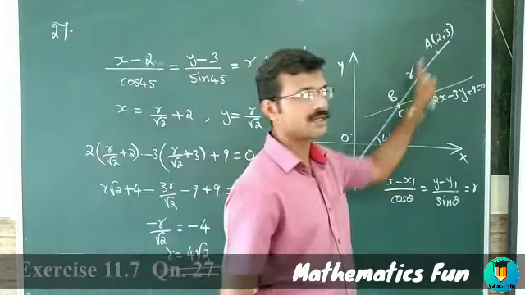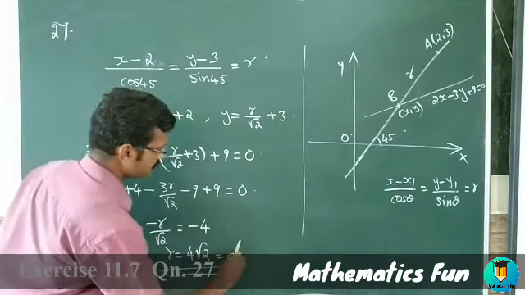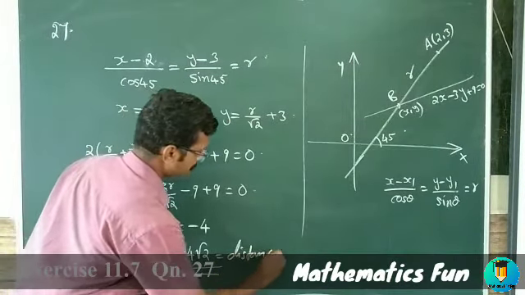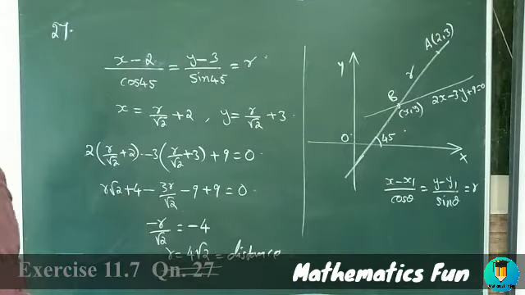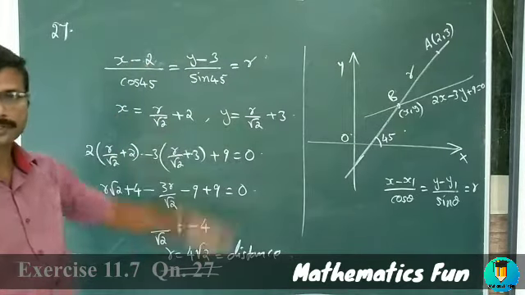That is this distance. R is equal to 4 root 2. So the distance AB, that means this is the required distance. I have done this with the help of the symmetric form. You can also do this by the standard method, it will be slightly longer than this.